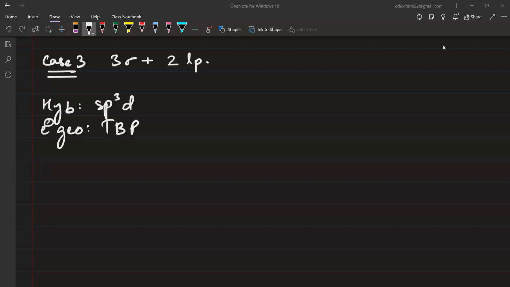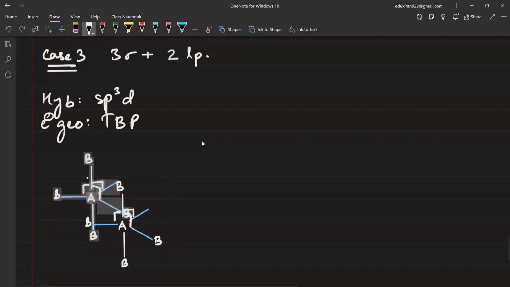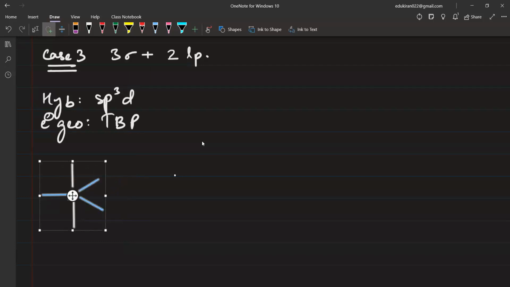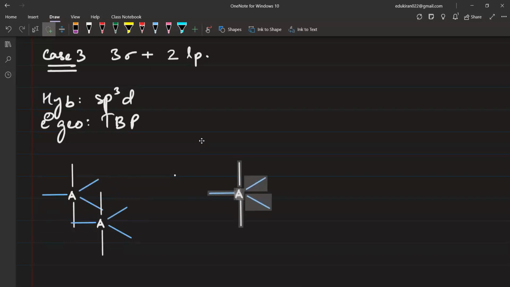Now we are going to look at the shape. First of all, I will make the electronic geometry. Electronic geometry is trigonal bipyramidal. So this has come to us, trigonal bipyramidal. So this is the electronic geometry. Here are the electrons, and then we have to make what? Now we are going to make the shape.